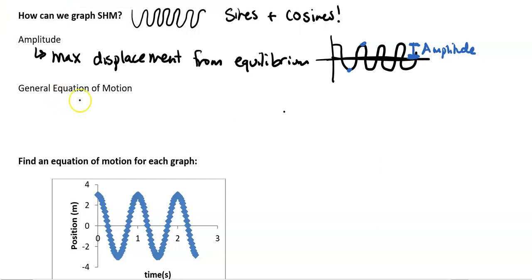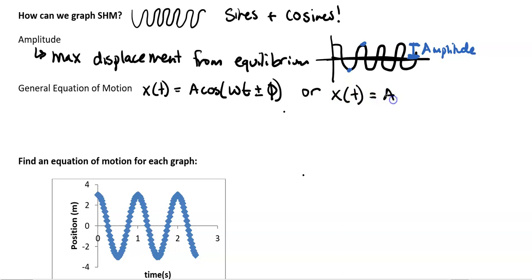The general equation of motion is going to be x of t, or y of t, whatever it is. You could say it is a cosine, I'm going to define all these things in a second, x of t equals A cosine of omega t plus or minus b, or if it's a sine function, x of t equals A sine of omega t plus or minus b. Those are our 2 things. A couple things to define. A, as you probably guessed, stands for amplitude. We will oftentimes want those units to be in meters.